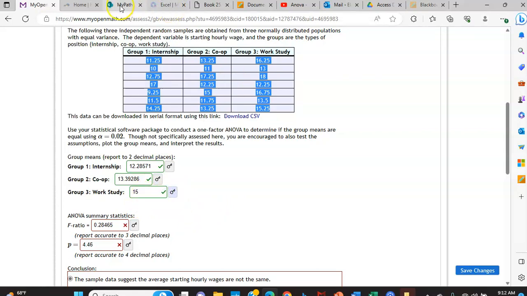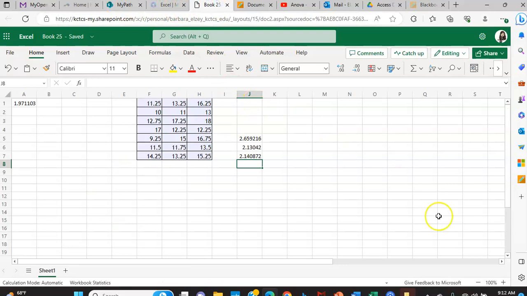All right. So let's go back and get the standard deviations. The first standard deviation was 2.659216. Second standard deviation was 2.13042. And the third standard deviation is 2.140872. Or I could have actually found the variance here since the formula calls, I believe, for the variance, but that's all right. We'll just square these to get our variance. Okay, now let's notice there's 1, 2, 3, 4, 5, 6, 7. So our sample size for each group is 7.